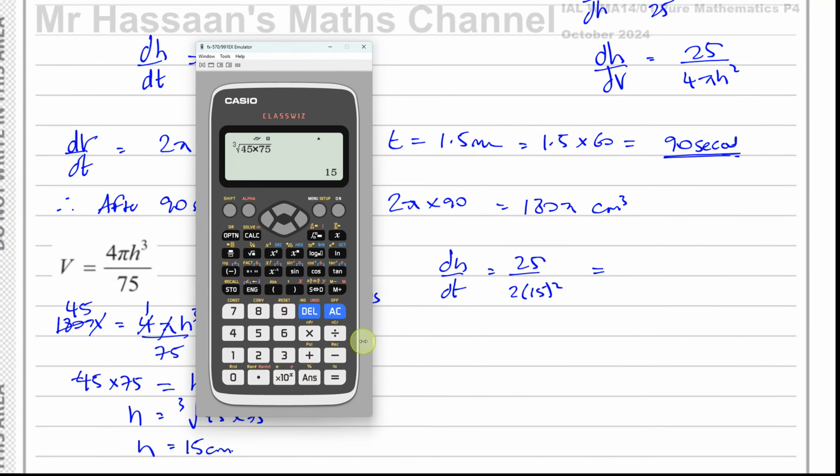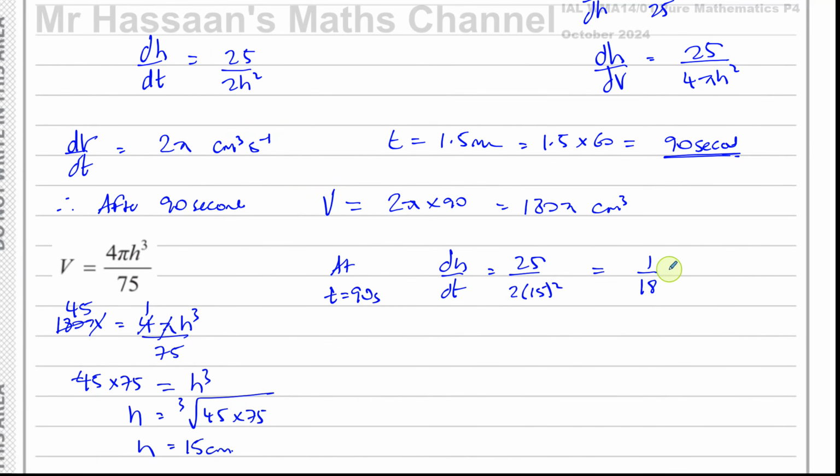So it's going to be 25 over 2 times 15 squared. That gives us 1 over 18. I'll leave it as 1 over 18. This is centimeters per second. Okay, that's the dh/dt. So the dh/dt at the time we want is 1 over 18 centimeters per second. And I think that's what we had to find.